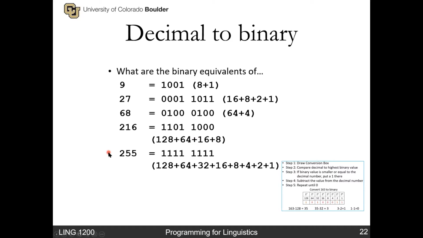And lastly, 255 in binary is 8 ones. So the 9th one would be 256. That's 1 too many, so we start with the 128 position. And if you do the math, you can see that we'll have to have a 1 in every single position all the way down. And so if you see 8 ones, that's 255 in binary.